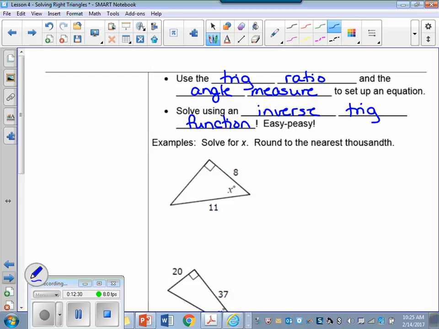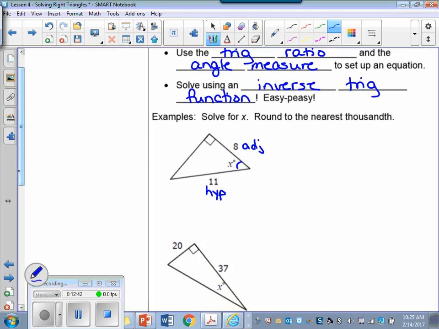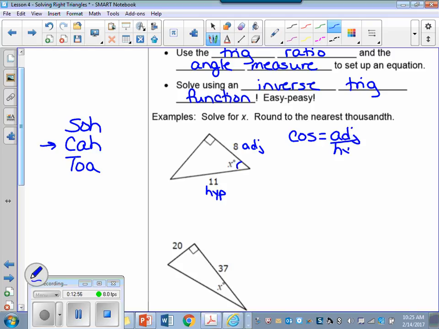Let's look at this. I am interested in angle x. This would be opposite, this side is adjacent, and this is my hypotenuse. So which trig function uses adjacent and hypotenuse? SOHCAHTOA. Bingo. Adjacent and hypotenuse is cosine. So cosine is adjacent over hypotenuse. That means the cosine of x will equal 8 over 11.